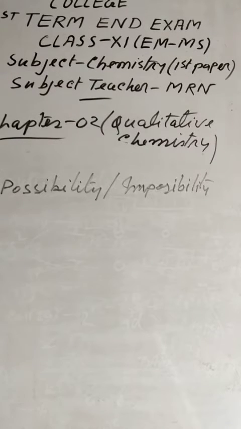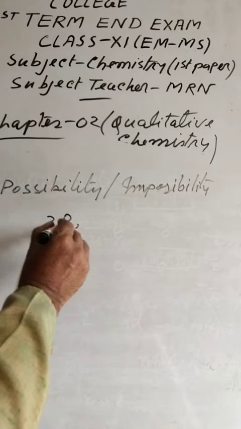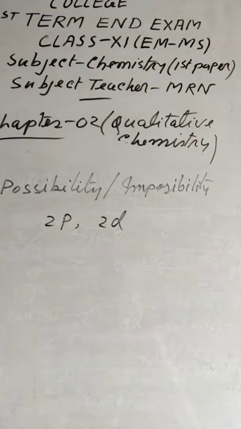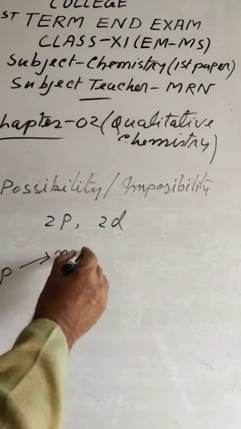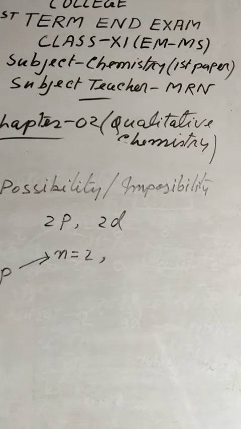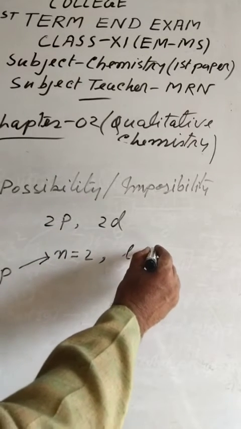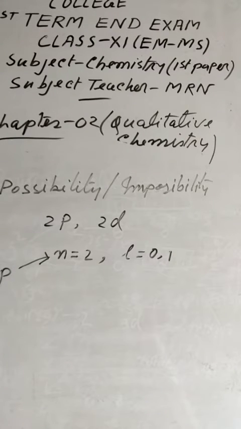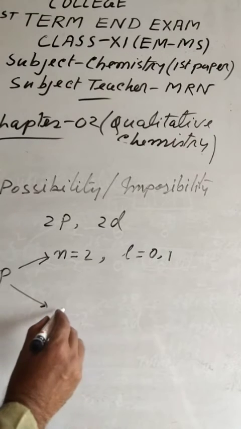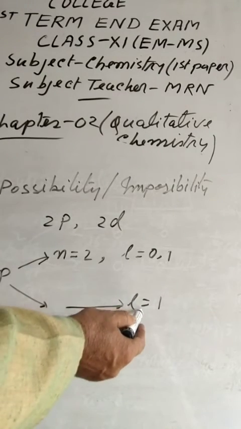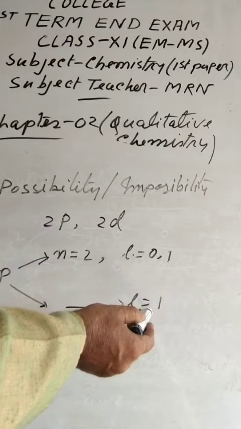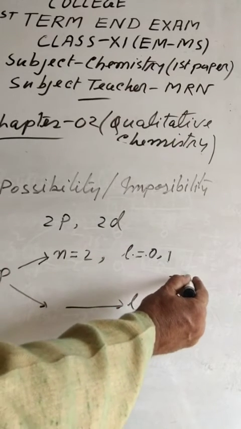Here the question: is 2p possible or not, is 2d possible or not? Now we can justify. For 2p, the principal quantum number n equals 2. When n equals 2, the subsidiary quantum number will be 0 and 1. We know it. For orbital p, the value of L is 1. Since 1 is present among the allowed values, this one is possible.